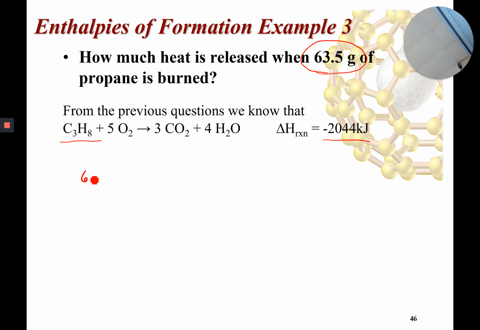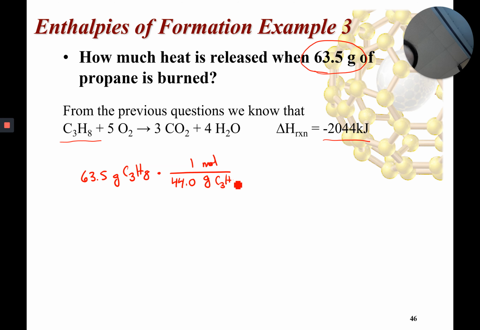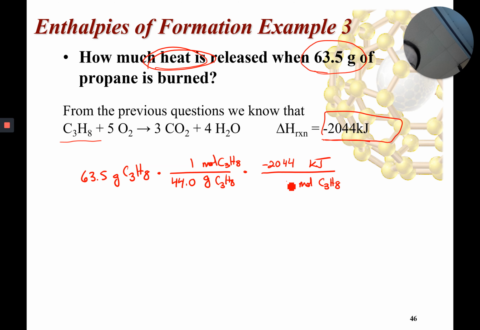So you would say I have 63.5 grams of C3H8. Change that to moles. Grams on the bottom, moles on top. 1 mole of propane is 44.0 grams of propane. And then we put moles here because that's not what we want. We're looking for kilojoules, right? We're looking for how much heat. So I can relate it by saying it's negative 2,044 kilojoules for every 1 mole of propane. And this gives me negative 2,950 kilojoules.